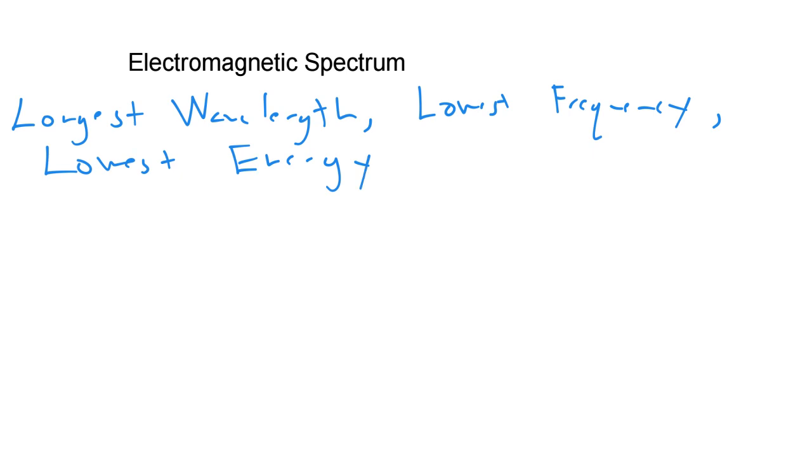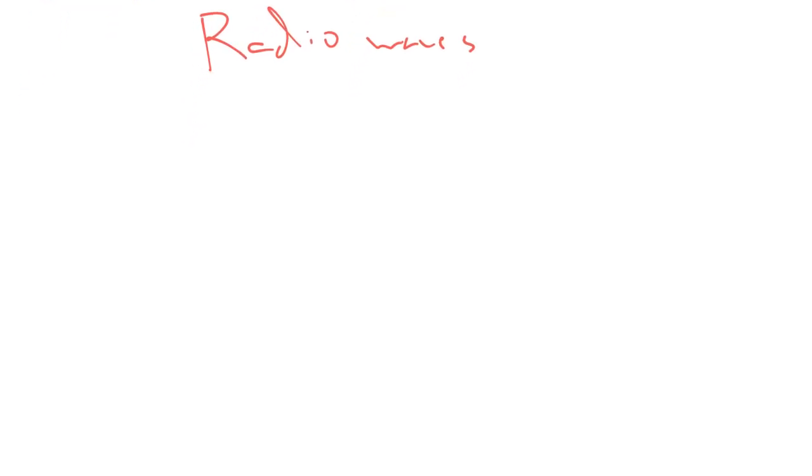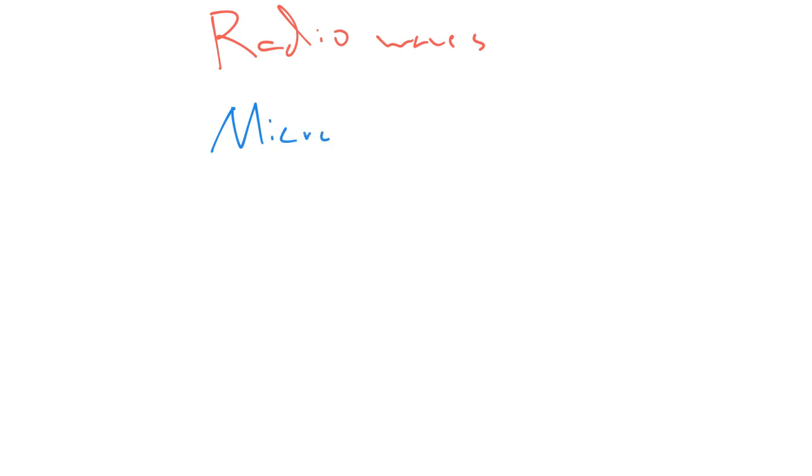All right, this light is radio waves. The wavelength of a radio wave can be as long as a football field. You don't have to know that, but just know that radio waves are very stretched out. Next up after radio waves are microwaves. Then after microwaves comes infrared.